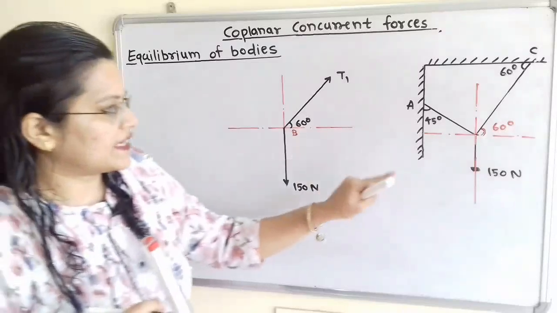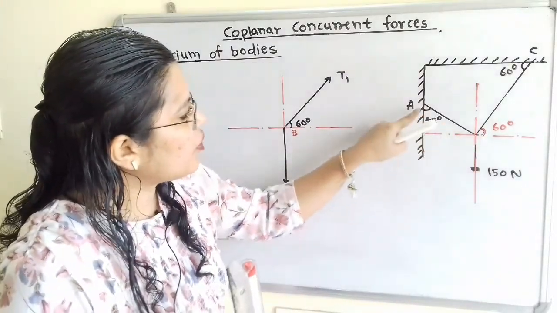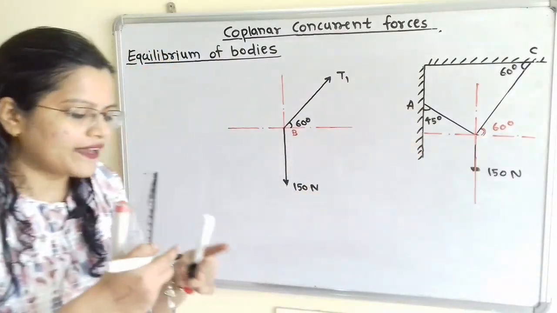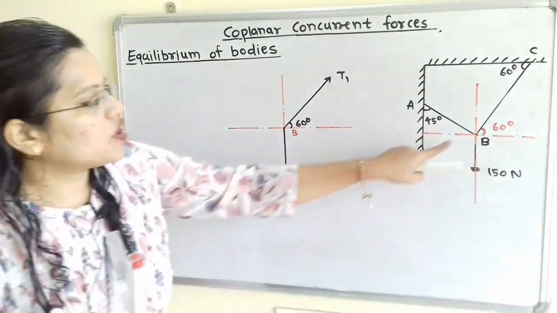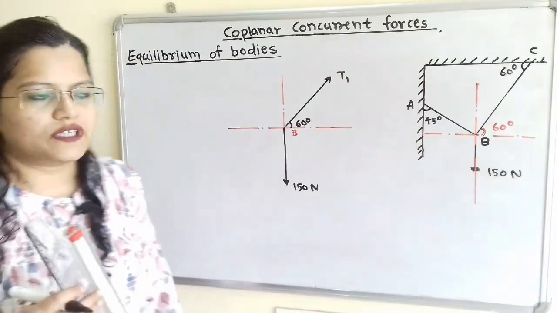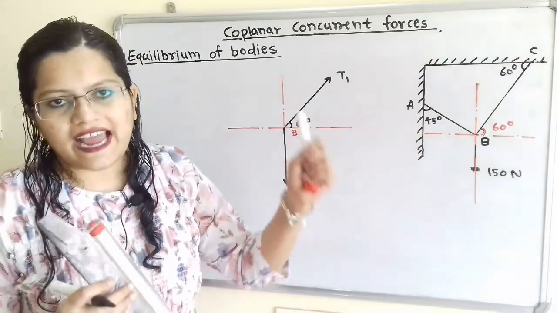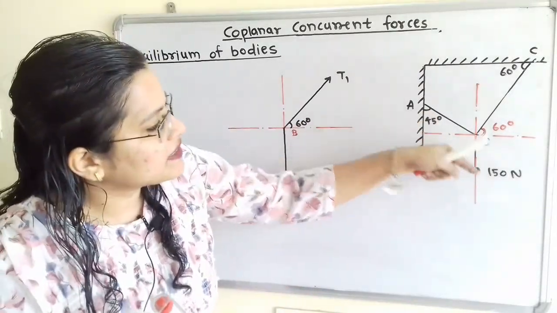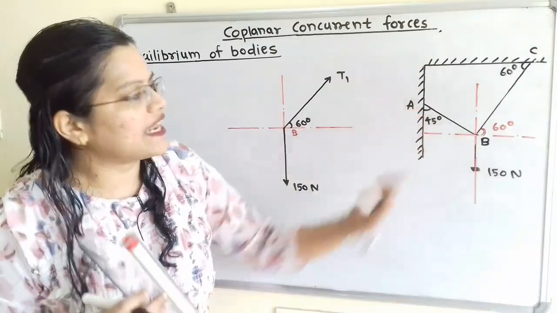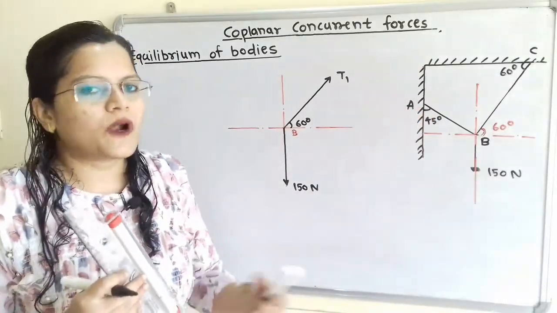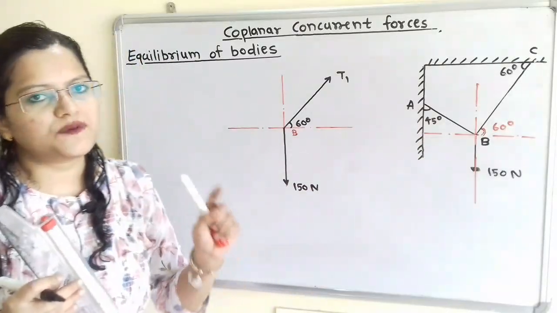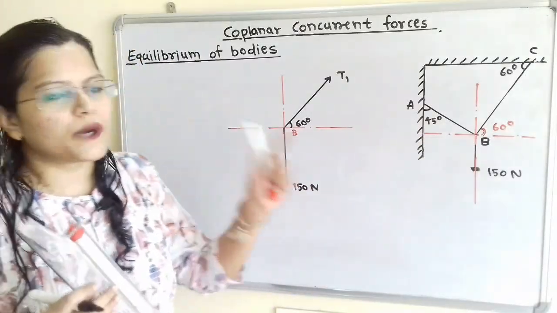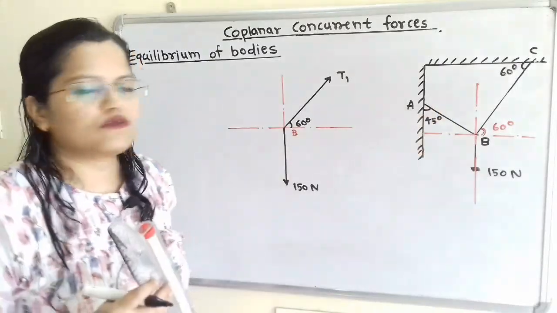Now we will move to the next. Here is the wire AB. For this wire AB, because of the weight 150 Newton, this weight will try to bring the wire in the downward direction along the line AB. So what will happen? This wire is also applying a resistance force but in the upward or opposite direction. So we have to show this.